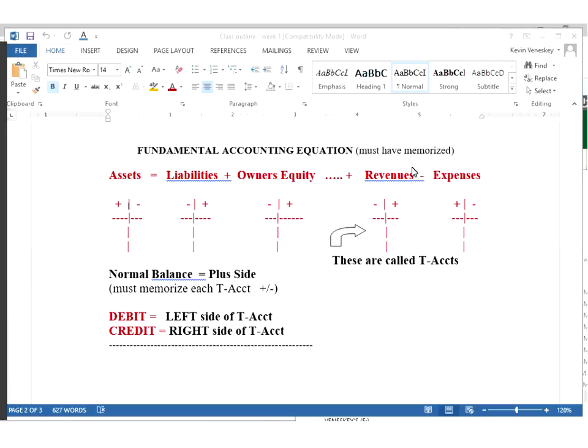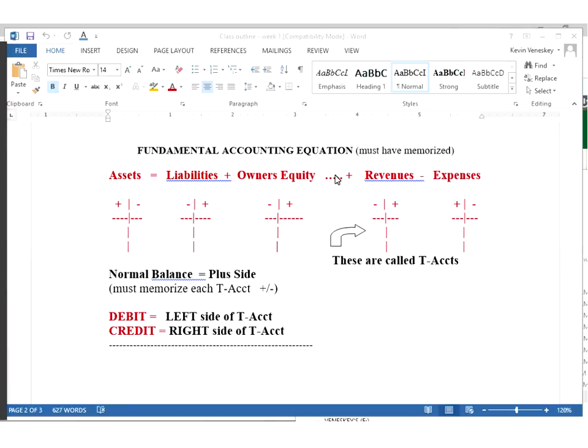Not only do we need to have this equation memorized in accounting, we also have to have the normal balances memorized. Normal balance means simply where is the plus side on a T account. These are considered T accounts because, I know my little drawings don't quite look like a T, but they're pretty close. They look like a small T, and everything that happens in accounting is going to go either on the plus side or the minus side of some type of account.